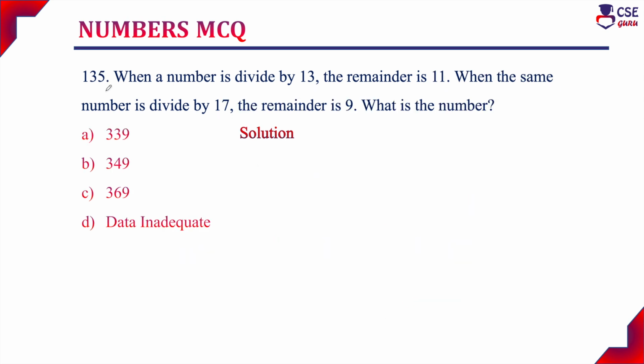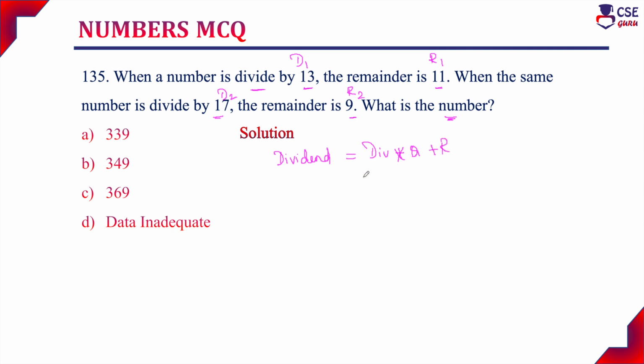Next problem number 135. When a number is divided by 13, the remainder is 11. Okay. When the same number is divided by 17, the remainder is 9. What is that number? So here, this is divisor 1 and this is remainder 1, and this is divisor 2 and this is remainder 2. So we need to find the dividend. Okay, we know the formula. The formula is dividend equal to divisor into quotient plus remainder.